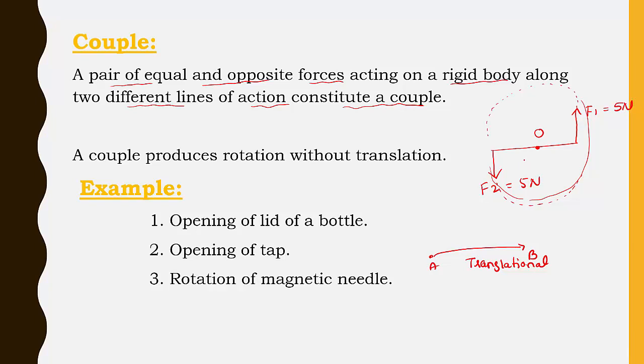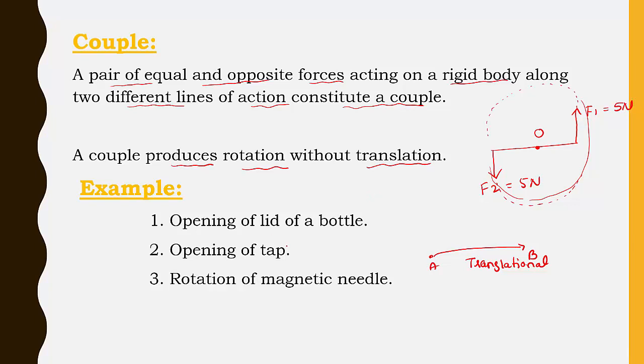Is it clear? A couple means a pair of equal and opposite forces acting on a rigid body along two different lines. One is upward, another one is downward. That constitutes a couple, right? So a couple produces rotational motion without any translation. We already know that a rigid body has two types of motion, translational motion and rotational motion. But this couple of force produces only rotational motion without any translation. There is no linear motion here. We just get rotational motion when we apply a couple of force.